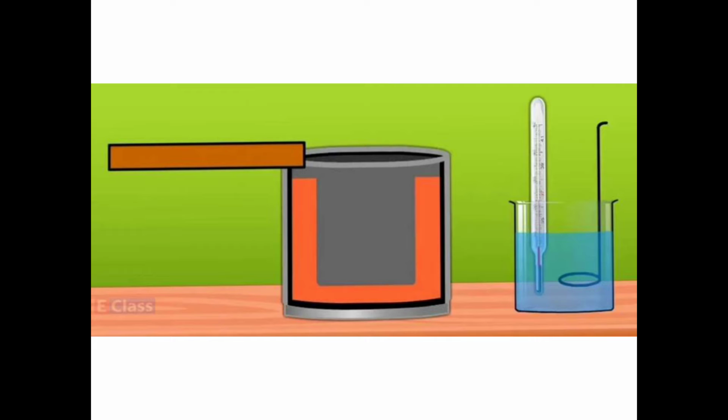The inner vessel, this part, is made up of copper, right? And this is the thermometer and this is the stirrer, for stirring the liquid which is there in the calorimeter. So this is how the entire construction is done.